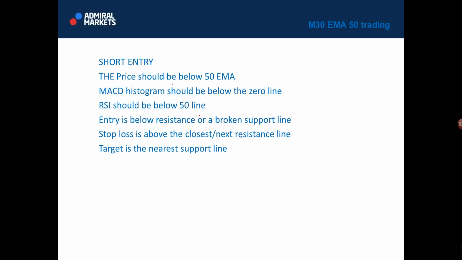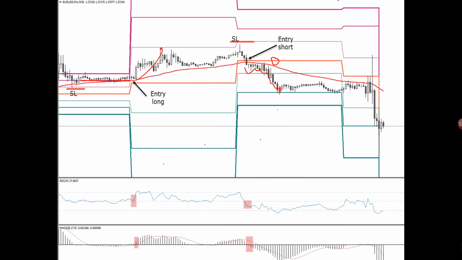Short entry: the price should be below the 50 MA, MACD histogram should be below the 0 line, RSI should be below the 50 line. Entry is below resistance or a broken support line. Stop loss is above the closest next resistance line, and target is near the support line. And this is the slide. You see, this is the slide: entry long and entry short. So profits are usually taken here around those levels.